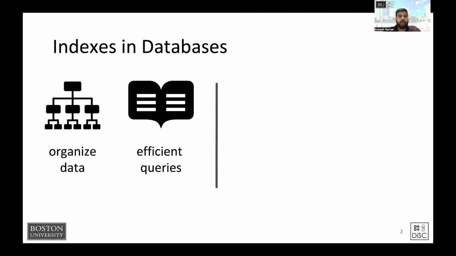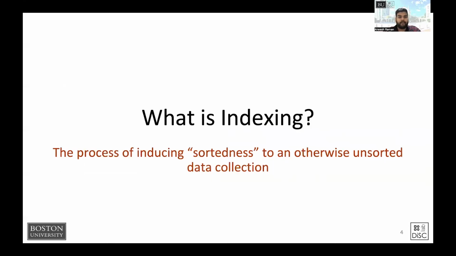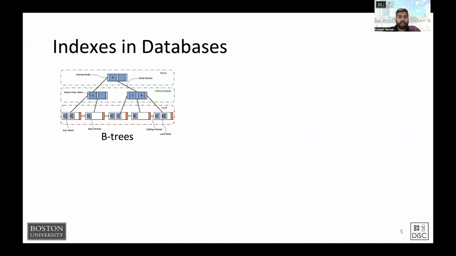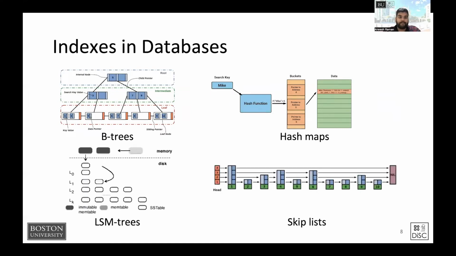Indexes in databases organize data in a convenient manner so as to facilitate efficient queries. This, however, comes at a cost. To store the index, we pay the cost of space amplification, whereas to build and maintain the index, we pay the cost of write amplification. So what essentially is indexing? You can think about indexing as a process of inducing or adding structure to an otherwise unstructured data collection. Popular indexes in databases include B-trees, hash maps, or more recent designs like the LSM trees or even skip lists.